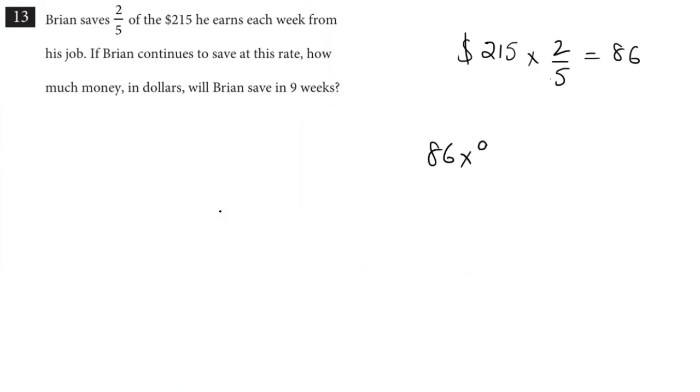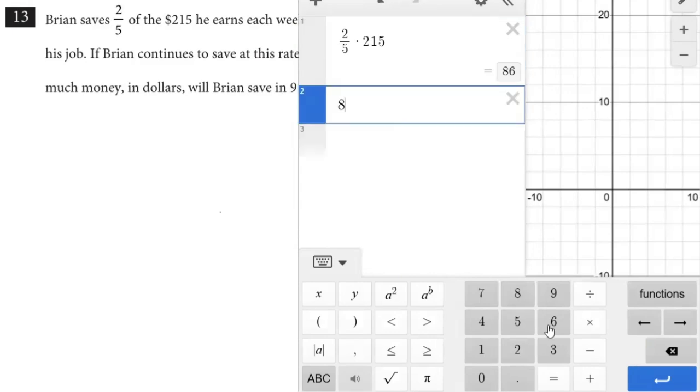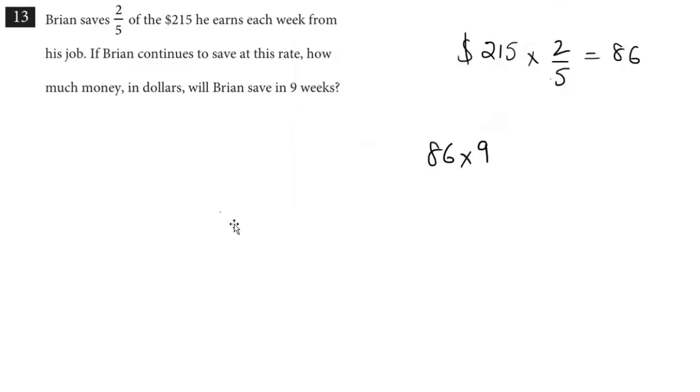So in 9 weeks, let's multiply this 86 times 9. So I'm getting 774. That will be your answer.